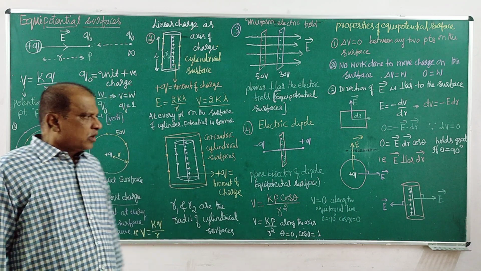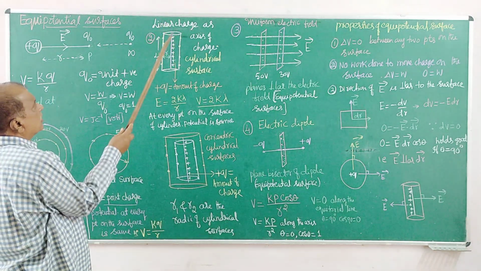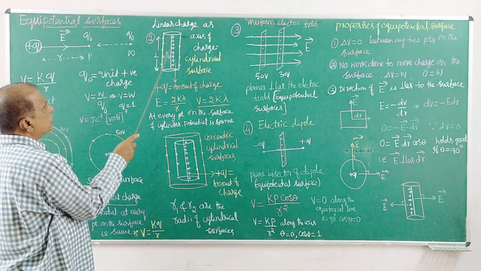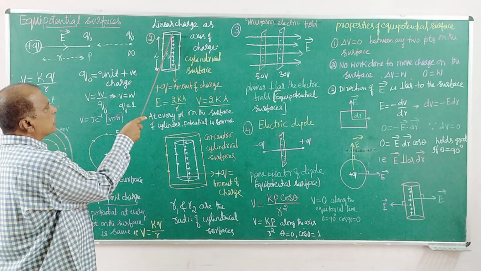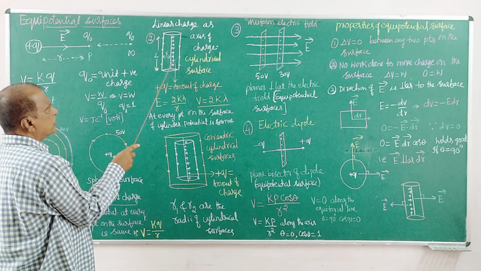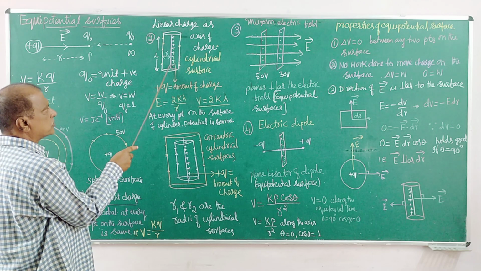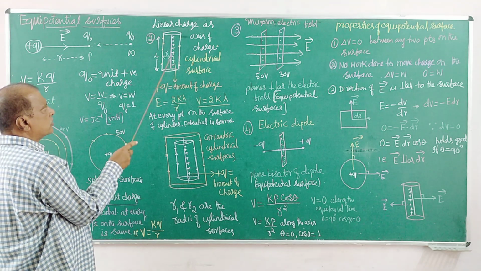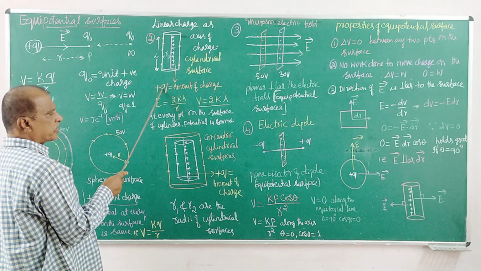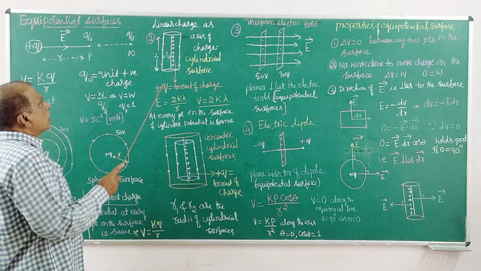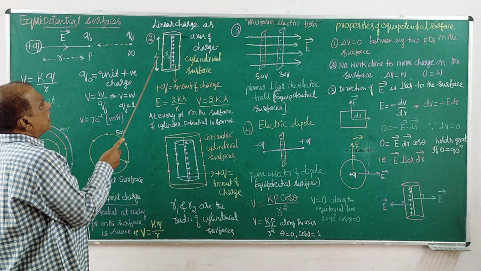Similarly, what are the equipotential surfaces about this linear charge? What does the linear charge mean? The charges are distributed in a linear shape, a continuous distribution of charge. This amount of charge, let us say, is Q, plus or minus, I have taken here plus, and the length of the line is L.